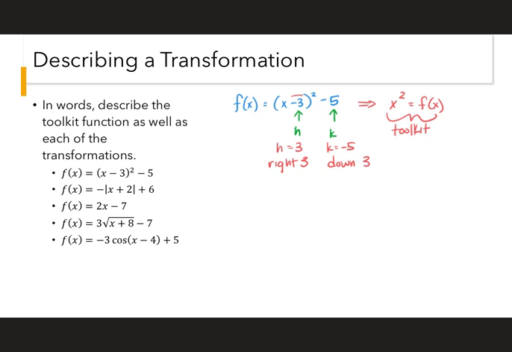With the x is horizontal. Outside of the x is vertical. With the x means it's on the x-axis, and the x-axis is horizontal. Outside of the toolkit function means it's attached to the y, or the vertical axis, which means it's going to go up or down.